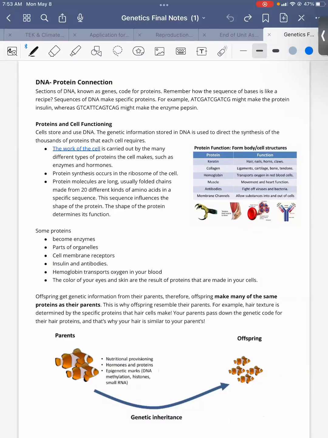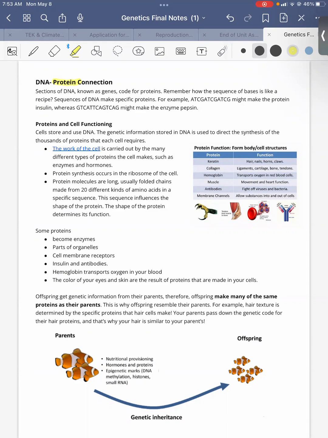Hi guys. So we're going to start today by reviewing what we talked about with proteins and DNA. Last week we talked about how DNA has genes that actually code for proteins. And you don't have this page in your packet, you're just listening.